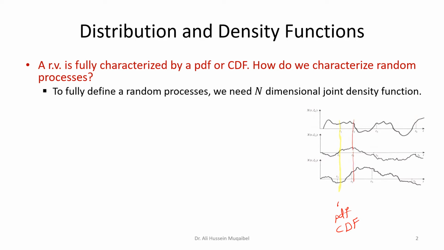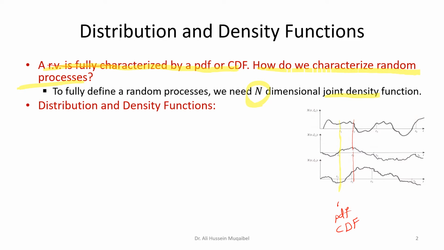We also need to have the joint relation between them. So a random variable here is characterized by a PDF or CDF. How do we characterize a random process? We just mentioned to fully define a random process, we need n-dimensional, where n represents the number of time instances, n-dimensional joint density function, not just individual density function. We need the joint to keep the relation in time. That's really complicated, but don't worry, we'll try to make things simple.